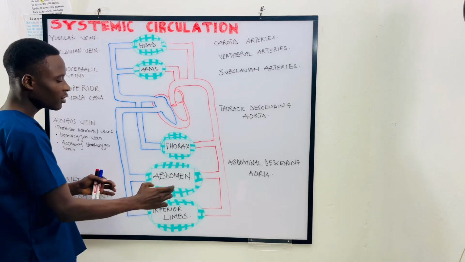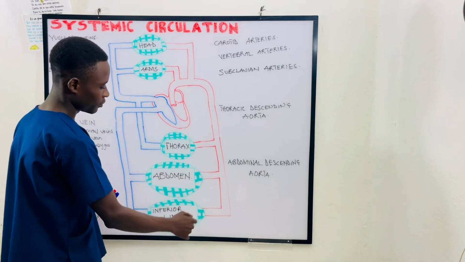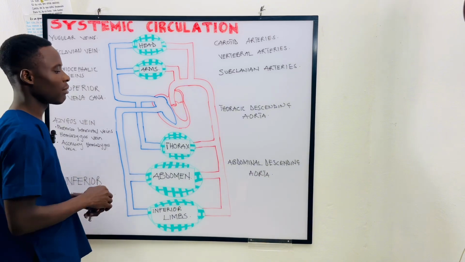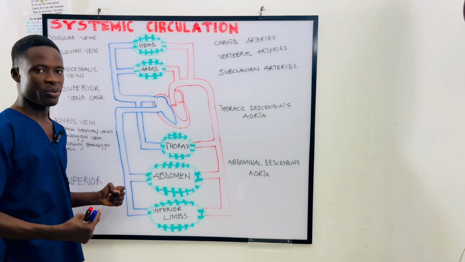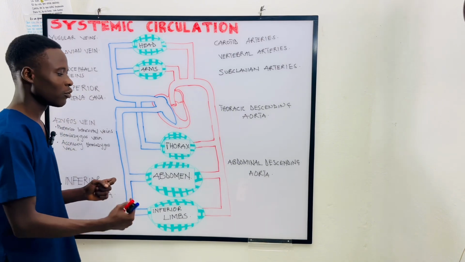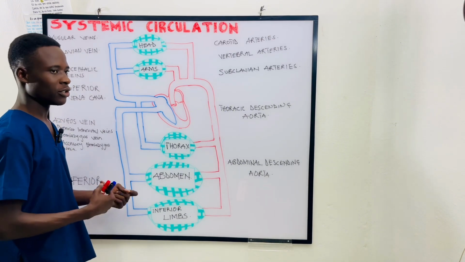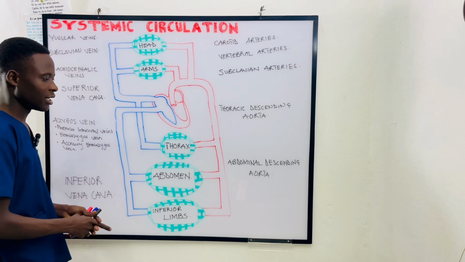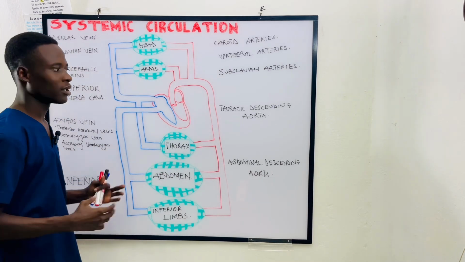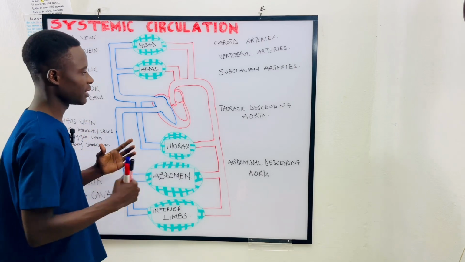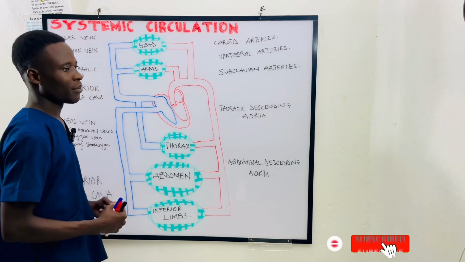And then I have some green markers or green markings over here, and they represent the capillaries, the place where the gaseous and nutrients exchange. And then I have the parts in which this exchange will occur. Now let's start with the systemic circulation.